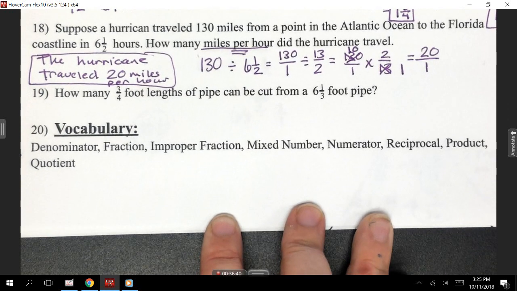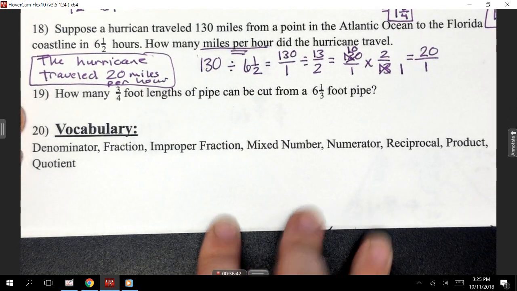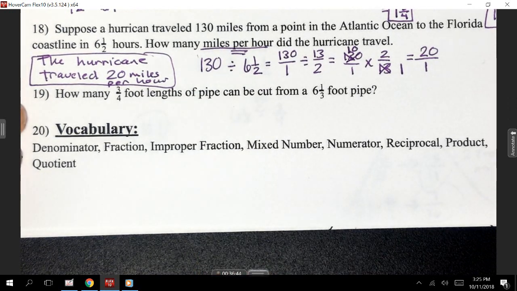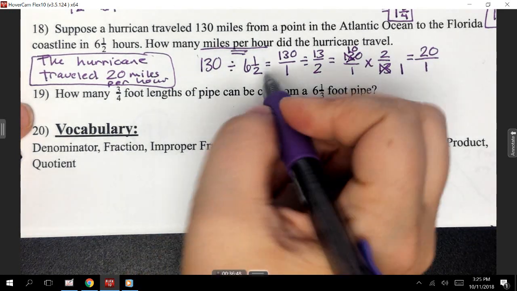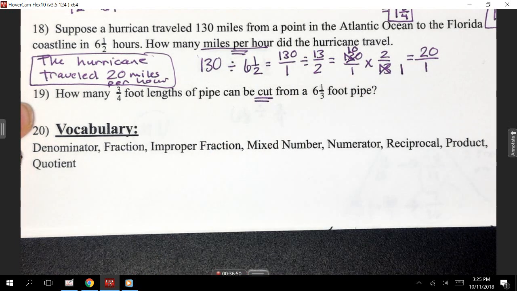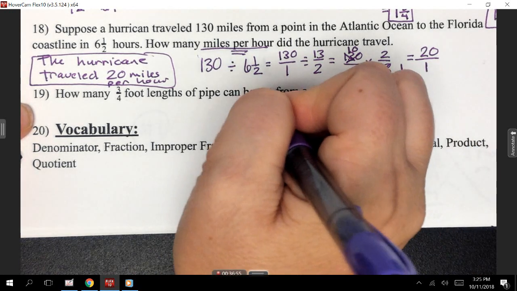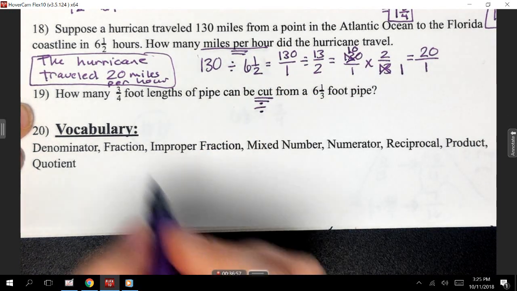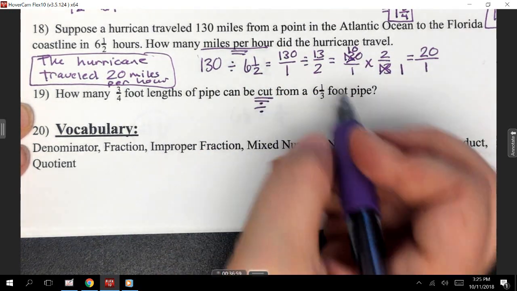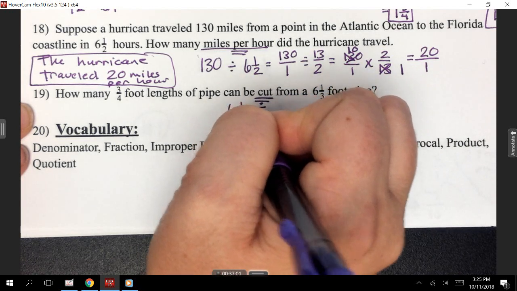All right, number 19, getting close to the end. It says how many 3/4 foot lengths of pipe can be cut from a 6 1/3 foot pipe. We talked about this one today in class. Since we're cutting it into pieces, that's like splitting it into pieces. That's going to be division.